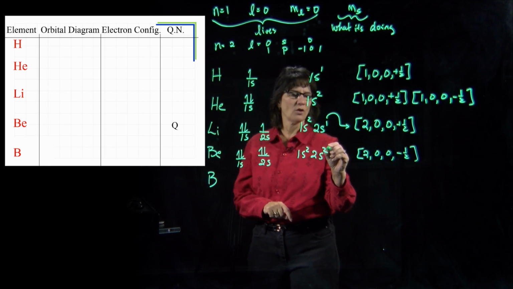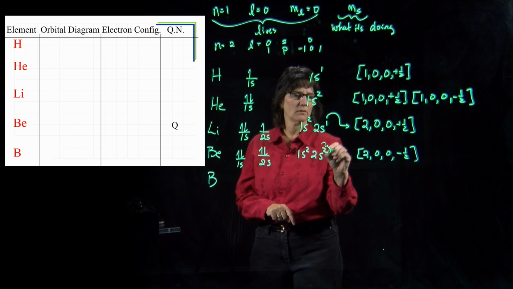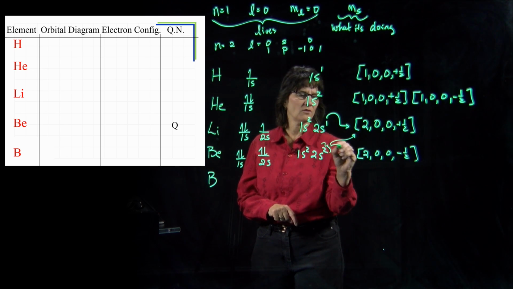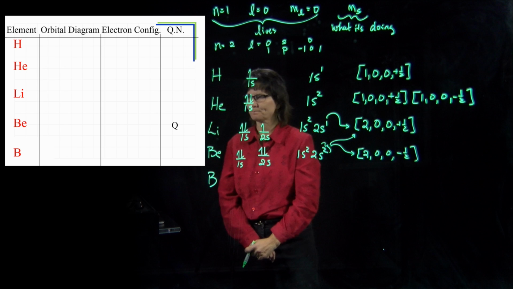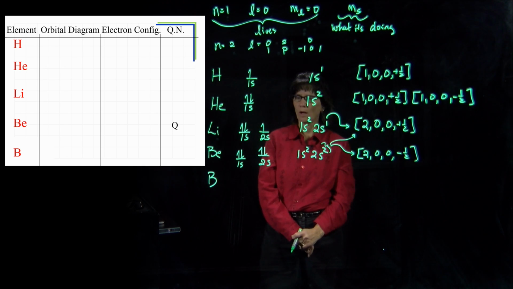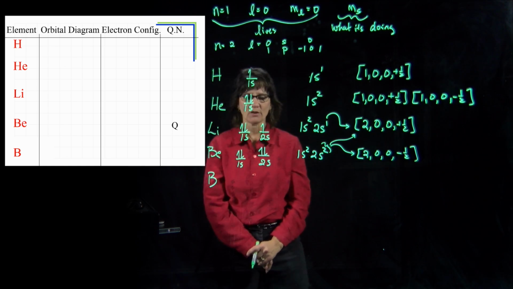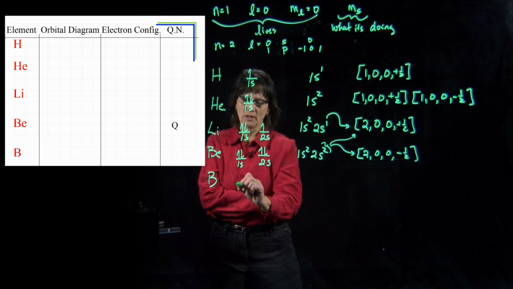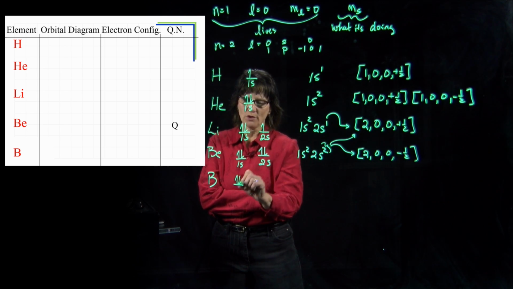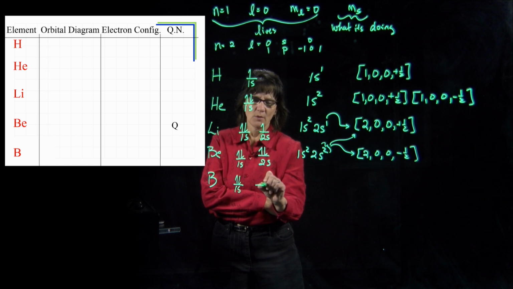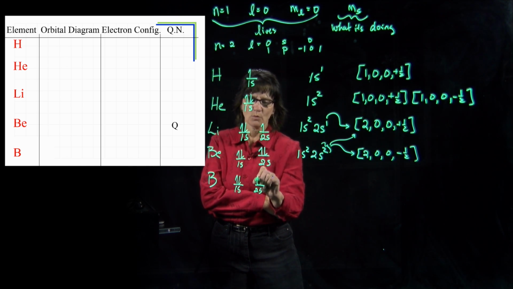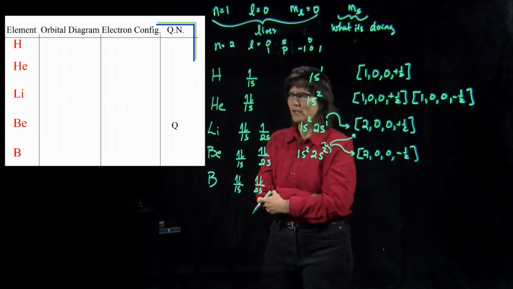So the first electron of these 2 right here looks like this, the second one looks like that. Now we're ready for boron. Boron has 5 electrons to deal with. Now let's see what we do here. We have the first 2 in the 1s. Then we go to the 2s, we fill it up, and I have 1 more to put in.